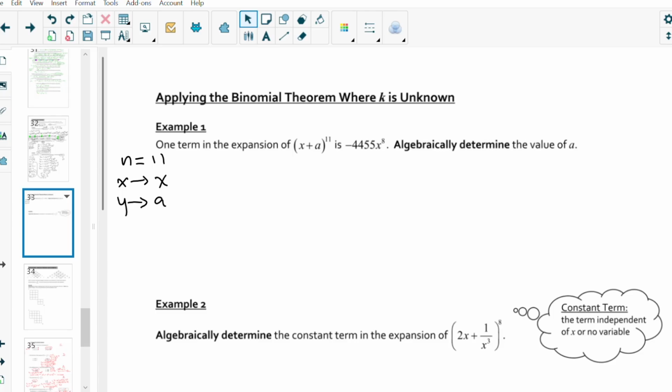Okay, let us write our formula for the particular term in general. Okay, and let's start plugging stuff in. So t to the k plus 1, n is 11, I don't know k. I have x to the 11 minus k, and then this is a to the k.